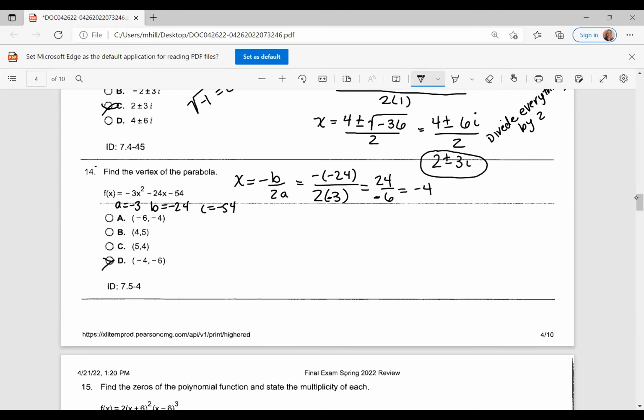I want to go ahead and try it out though, and make sure that whenever I plug in to my equation, I say, well, what is f of -4? -3 times -4 squared minus 24. All I'm doing is plugging in my -4 to get my answer. And when I do that, the answer is -6, which is another reason why I know that this is correct.